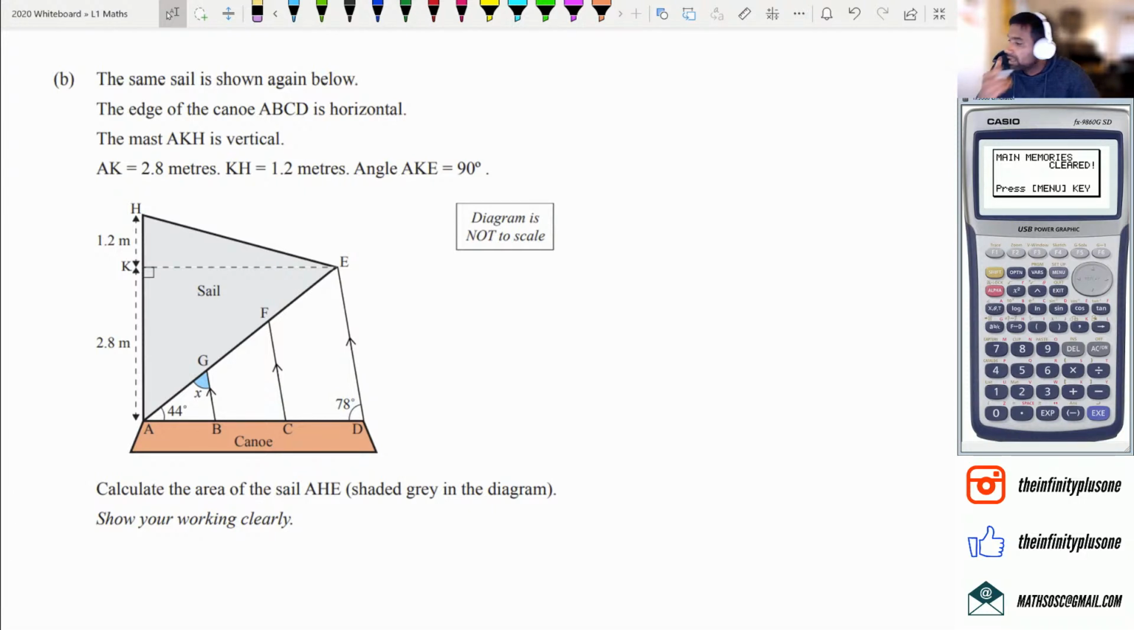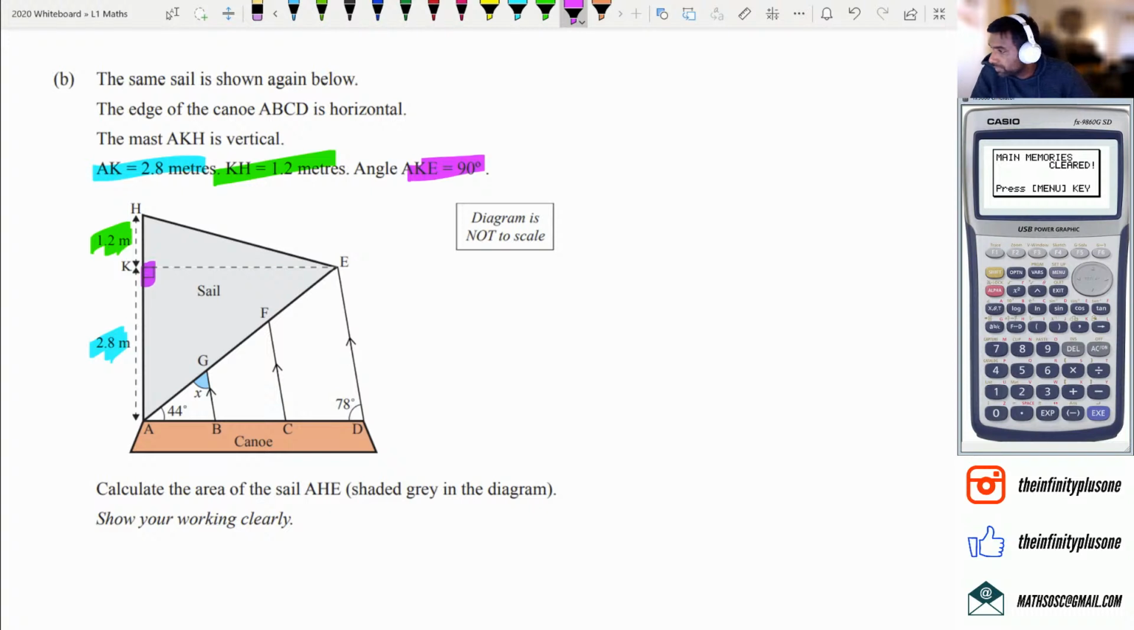So this is question B here, and this question also happens to be a merit question. So what are they asking in this question? Same sail again that we're working with. We've got AK, which is 2.8, and KH is 1.2, which is given there. Angle AKE is 90 degrees, so they're talking about this angle here. And you've got to find the area of the sail.